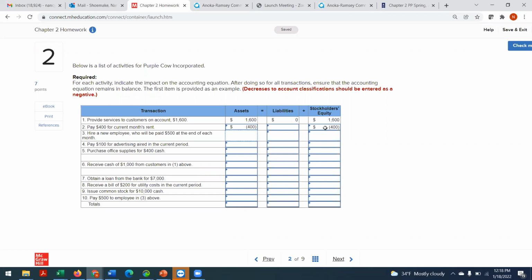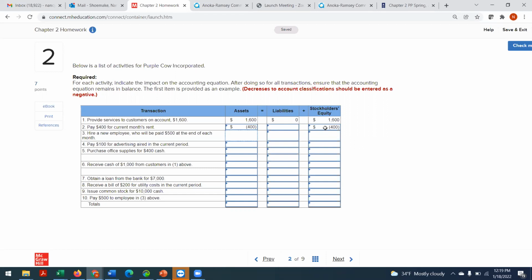Now, guys, I'm going to tell you right now, number 3 is kind of tricky. Hire a new employee that will be paid $500 at the end of each month. Was that truly a business transaction that we record? It was a business transaction in that they hired an employee, but are we ready to pay the employee yet? No. When it says pay the employee, that's one thing. All they did here was hire the employee.